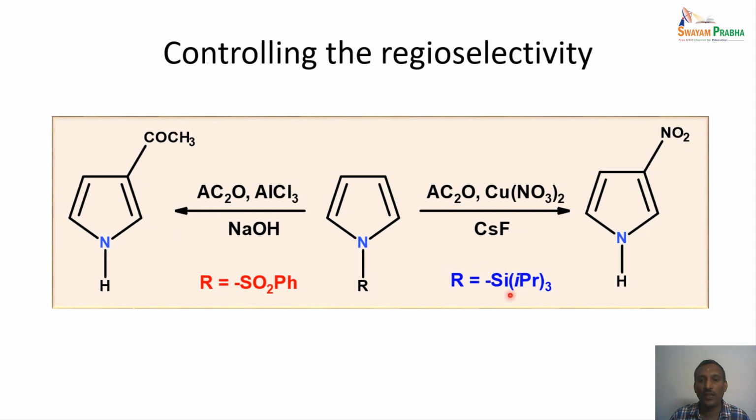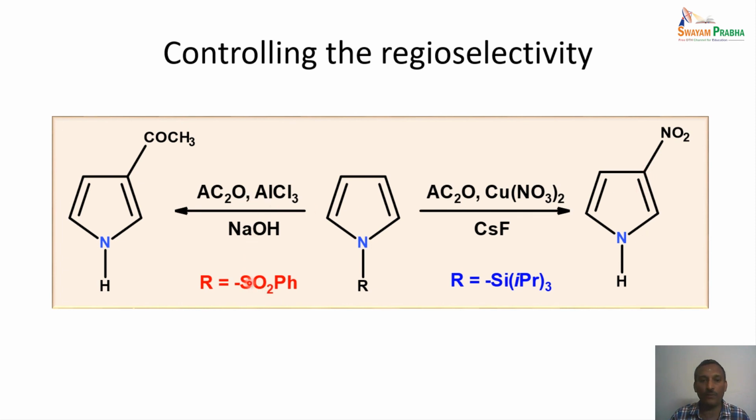So when there is an isopropyl silyl group attached to the nitrogen, this is a very bulky group and it prevents the electrophile from attacking the 2 position, that is the ortho position. In other words, the alpha position attack is prevented because of the bulky isopropyl silyl group. So that leads to selectively the 3-position substitution, that is the beta substitution. In this particular case, the nitration occurs on the 3 position.